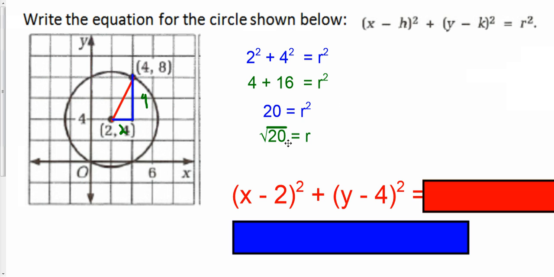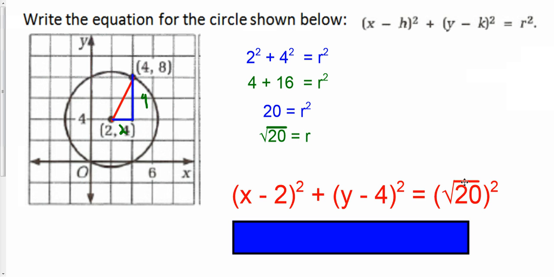So then we can take the square root of both sides to get r alone, and we'd say r equals the square root of 20. So I can plug that in for my last piece here. It's r and then squared. So (x - 2)² + (y - 4)² = (√20)². That would be our equation for the circle.